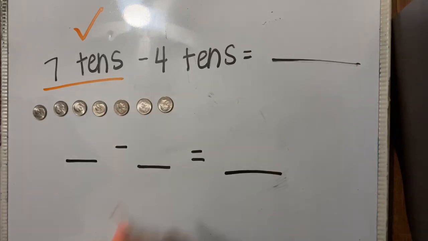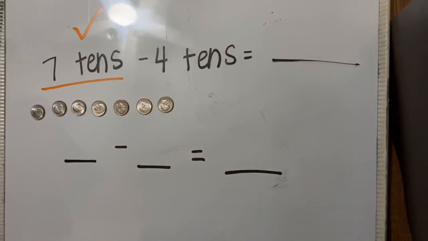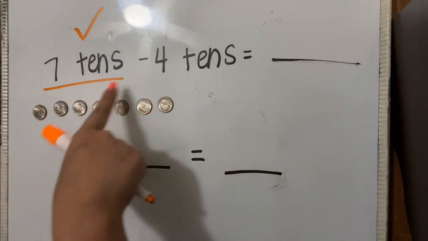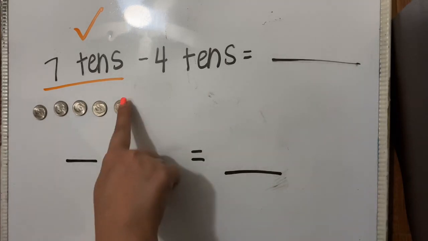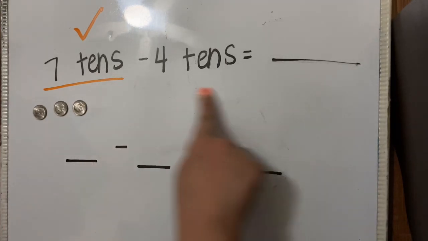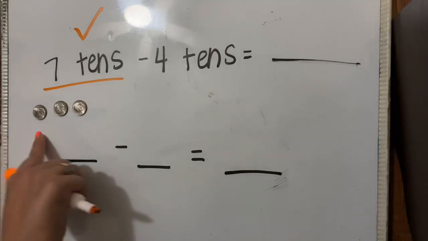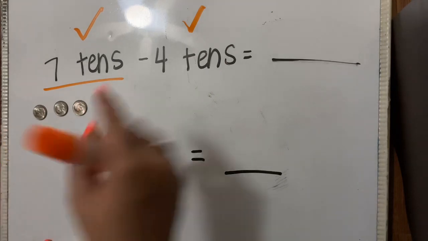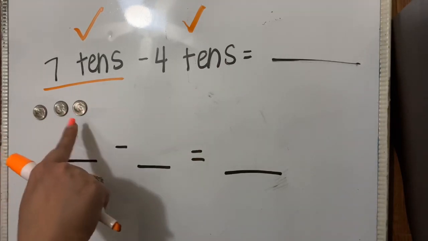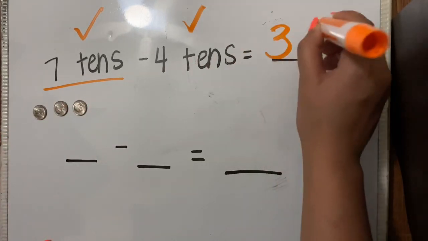I can't draw on top of my money, so I'm going to move my dimes out of the way. So I have 7 tens, and I'm going to take away 4 tens. So take away 4 dimes. So I have 1 ten, 2 tens, 3 tens, 4 tens. Well, how many dimes do I have left? I've used my 4 tens now. I have 3 tens left. 1, 2, 3. So 3 tens.